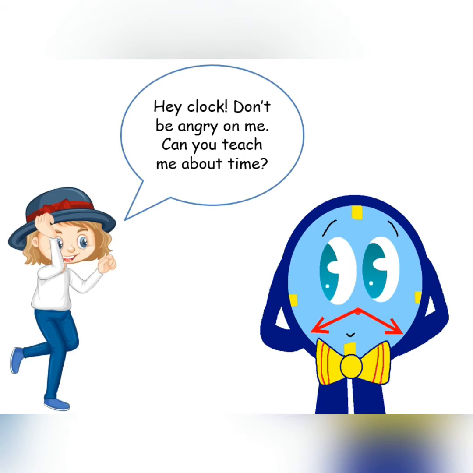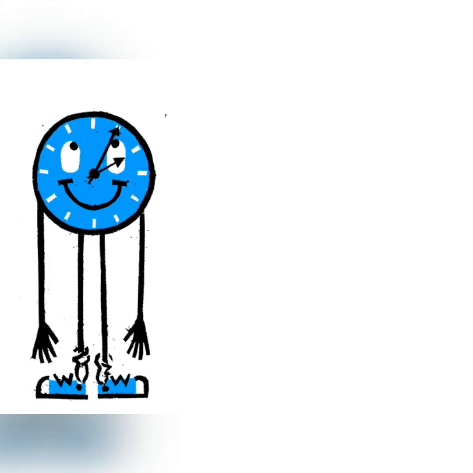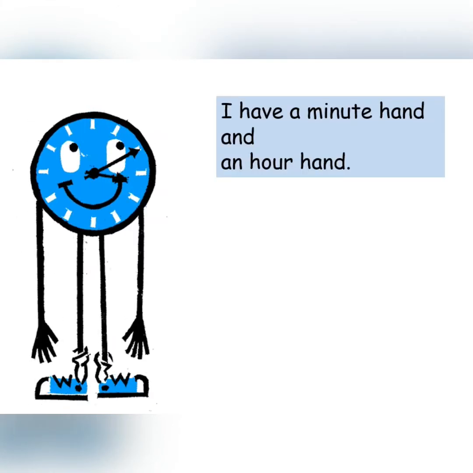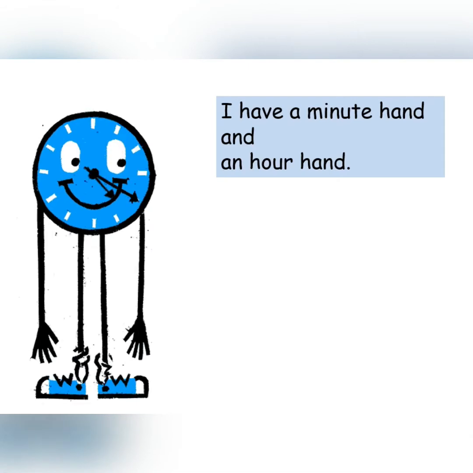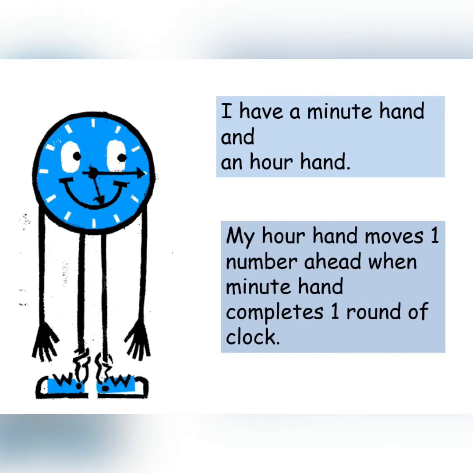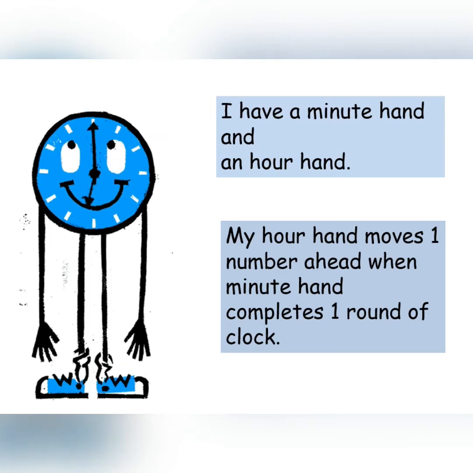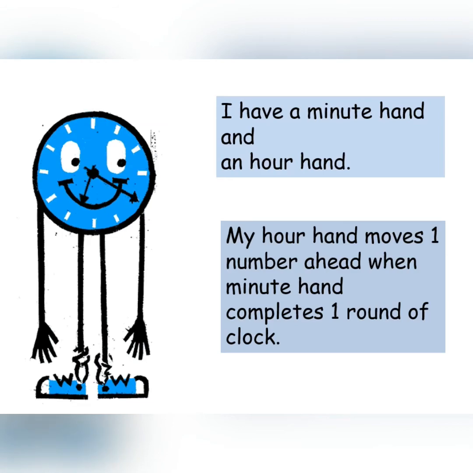So Kate replied to the clock and said, "Hey clock, don't be angry with me. Can you teach me about time?" So the clock agrees to Kate and teaches the importance of time. "I have a minute hand and an hour hand. My hour hand moves one number ahead when the minute hand completes one round of the clock."